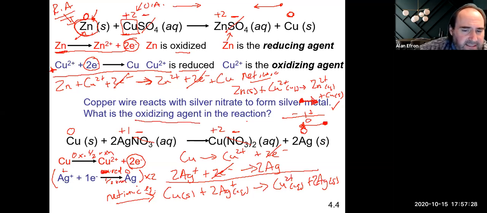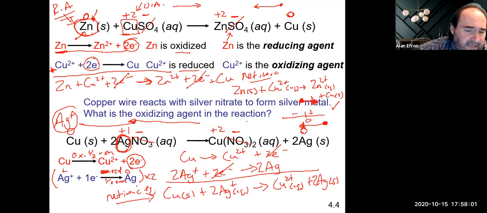The oxidizing agent, again, is the thing that is going through reduction. So it would be the silver here. That is our oxidizing agent. It is the silver with a +1 charge, this silver right here, that is our oxidizing agent. Not the silver with no charge, that is the result of it. So the silver with a +1 charge is the thing going through reduction, and it would be our oxidizing agent.